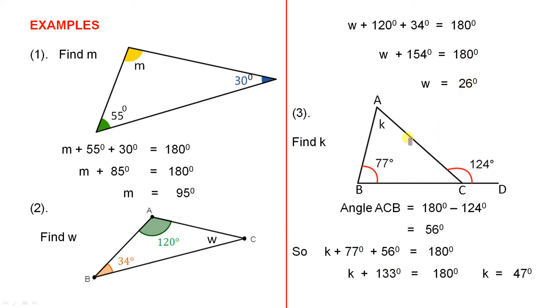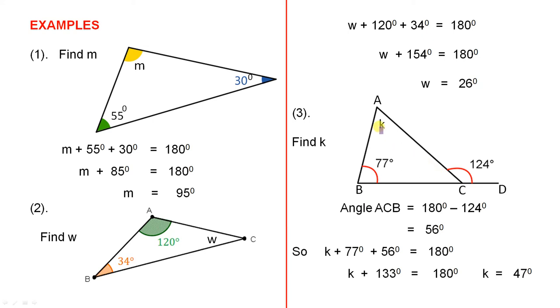And example 3, which is just a little bit more involved, we have to find K. So if we look at that straight line there, that straight angle, we see that that's 124, which means we can work this one out, because we know that a straight angle is 180 degrees. So to work out angle ACB, which is this one, that's 180 degrees minus 124 degrees. And that gives us 56 degrees. So that's 56 degrees there.